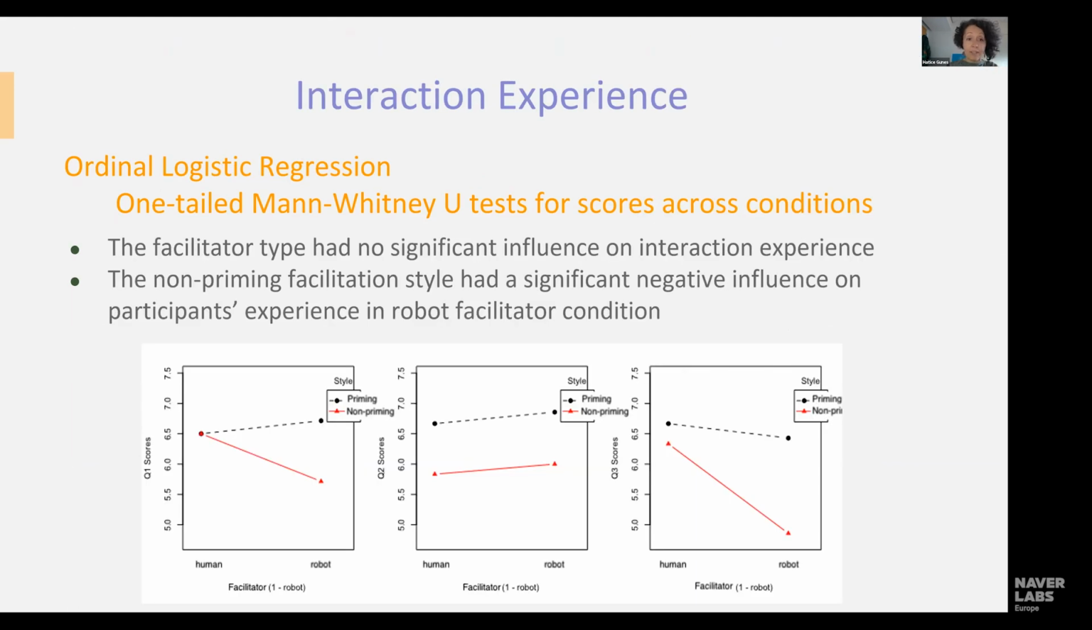And in terms of interaction experience, what we found is that the facilitator type had no significant influence on interaction experience. So it didn't matter if it was a human or a humanoid robot. But the non-priming facilitation style had a significant negative influence on participants' experience in the robot facilitator condition. So what this means is that when the robot was facilitating, the participants wanted the robot to say what type of taste they were going to taste next, whether it's a sweet or salty one, rather than the robot just telling them to taste the drink.